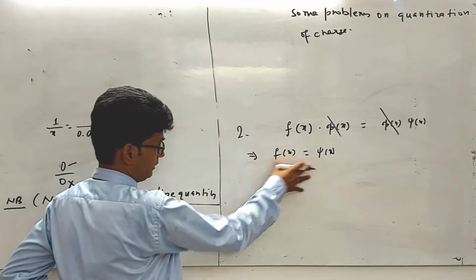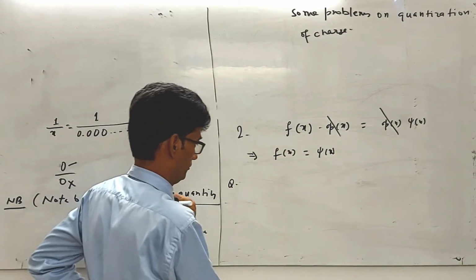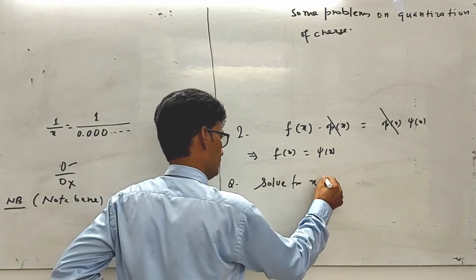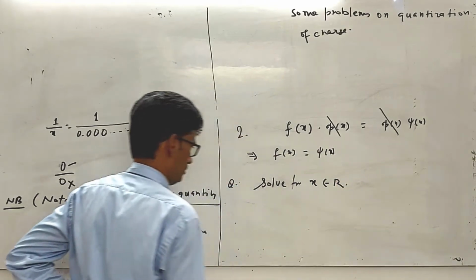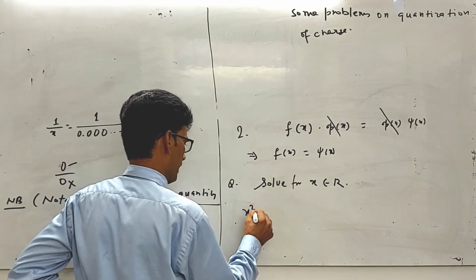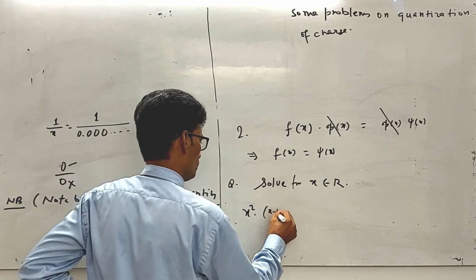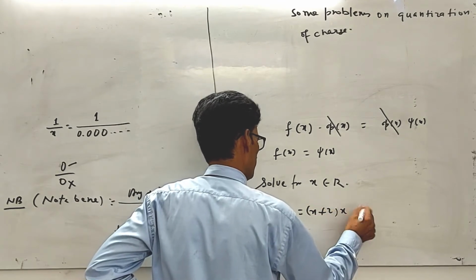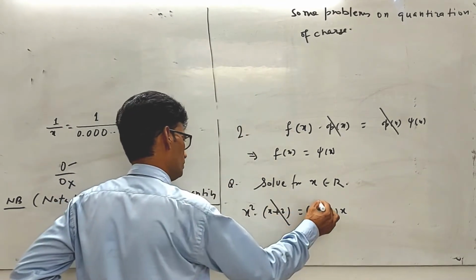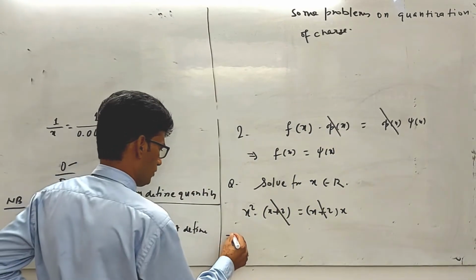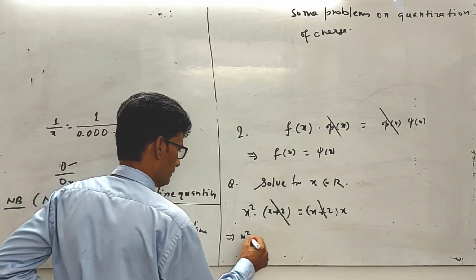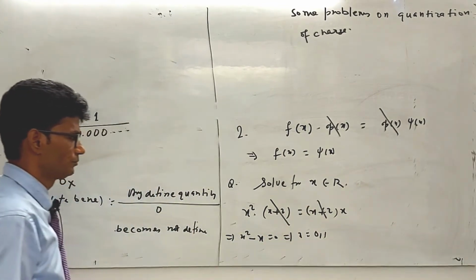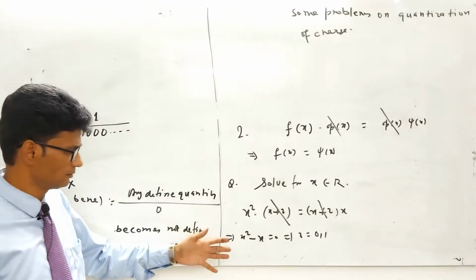So, to understand this one, take an example in the form of a question. Solve for x belongs to A. The question here: x square into x plus 2 is equal to x plus 2 into x. So this is cancelled out as per the rule. This will provide you x square minus x is equal to 0, that is x equal to 0. We have to check it after putting it in.